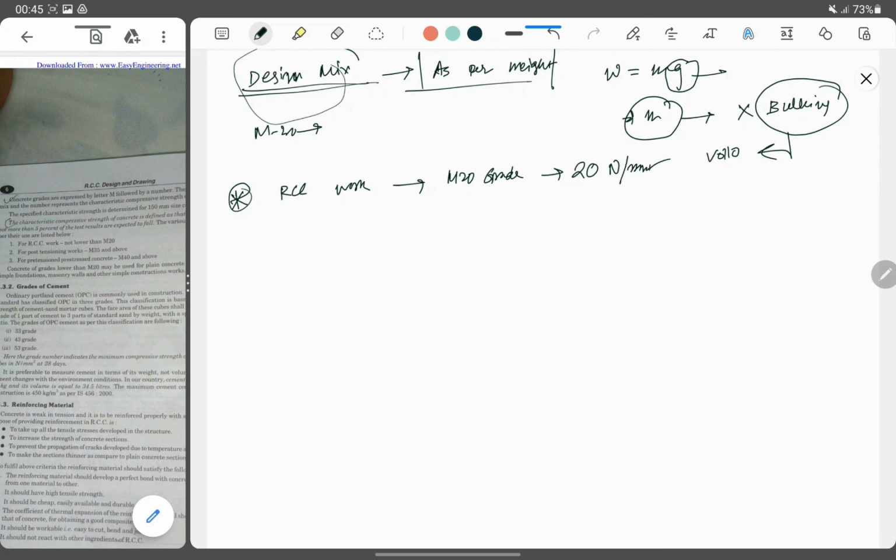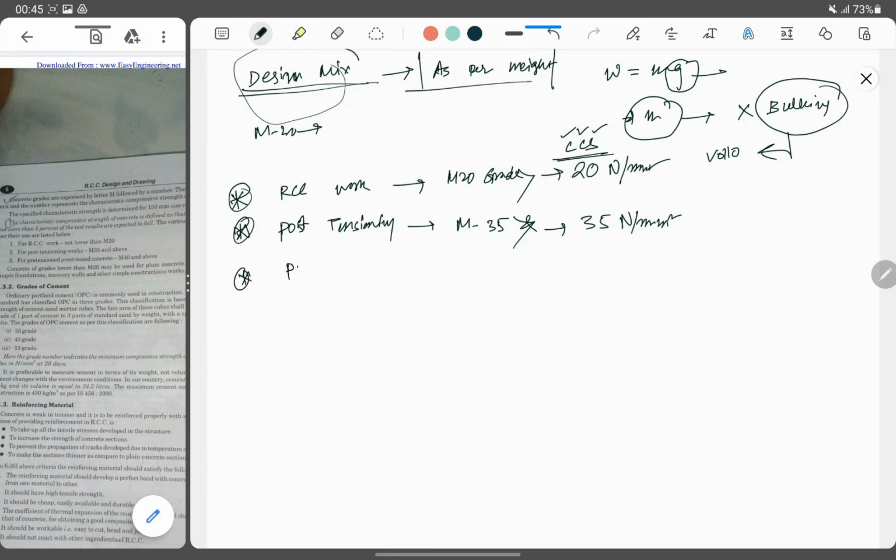Then any kind of post-tensioning work, that grade should be minimum M35 and above. That means characteristic compressive strength is 35 Newton per mm square. Characteristic compressive strength, that is CCS, because I am using lots of abbreviations.